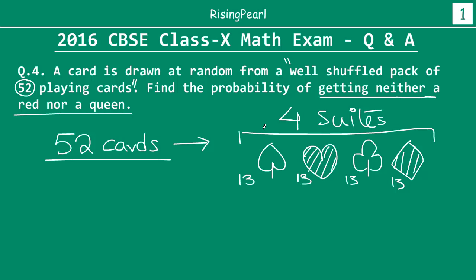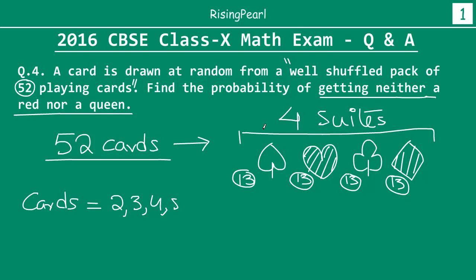Now what are these 13 cards? We said there are 13 cards in each suit, so 13 plus 13 plus 13 plus 13 makes 52 cards. What are the 13 cards in each suit? These cards are the numbers 2, 3, 4, 5, 6, 7, 8, 9, 10, J, Queen, King, and A or Ace. So if you count them, there are 13 of them.